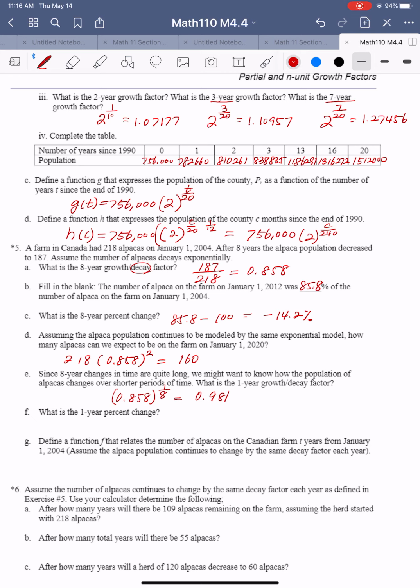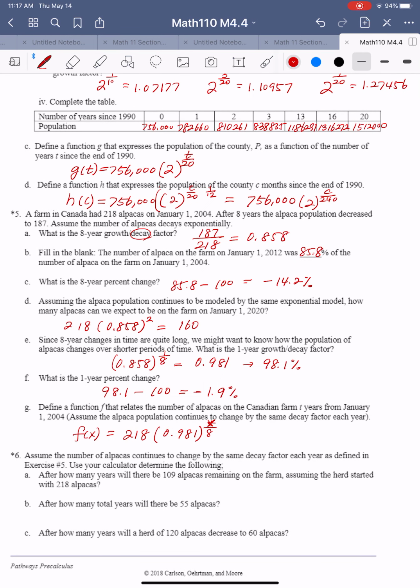And then what is the 1-year percent change? Now you have to change to 98.1%. So 98.1 subtract 100, negative 1.9%, a decrease every year. And then define the function, now I want to say 1 year this time. Okay, so initial value was 218 times 0.981 to the x over 8. Sorry, x over 8 or t over 8, whatever. Okay. All right, so then you can figure out the number of alpacas in any year.